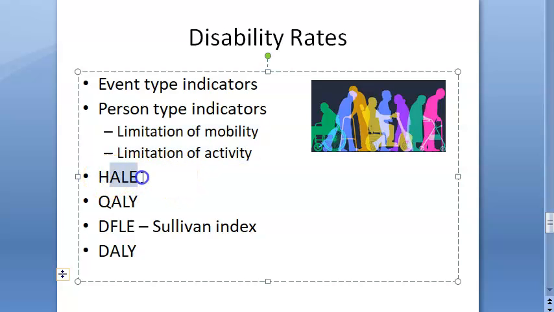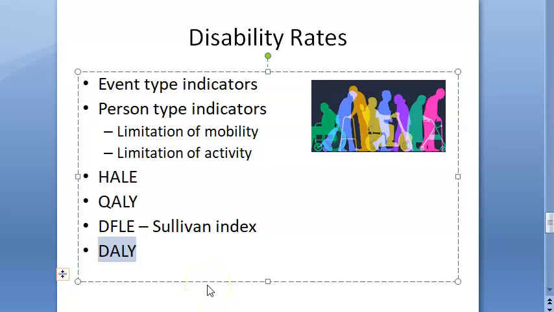Then you have HALE, health adjusted life expectancy. So it is basically life expectancy, you already know, right? So you're adjusting it based on how much of it is healthy in that life expectancy. Then you have QALY. What is QALY? Quality adjusted life years. DFLE, disability free life expectancy. This is also same as Sullivan's index, right? So this is life expectancy without disability. So you'll take life expectancy and subtract the disability part of it.